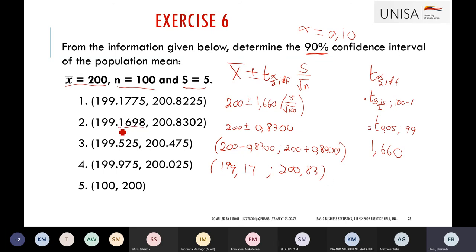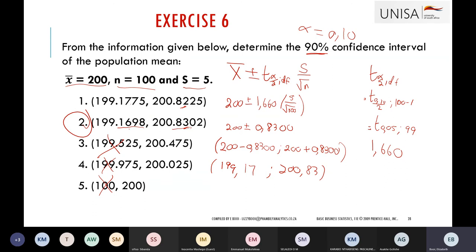So I'm going to assume that these are close. That is not close. That is not close. This is even way out. Okay, that is close, but it is more because it's 1.8. If I round it up to two decimals, this will be 1.7, which will be almost exactly the same as what we have. This is 8.2, which is way out. This will be 8.3. So option number two.